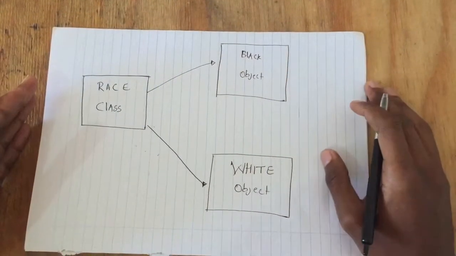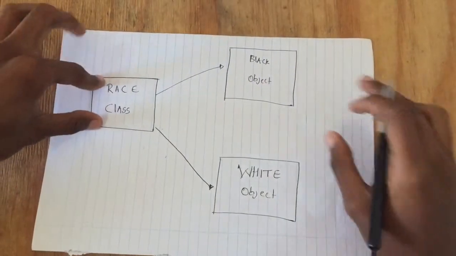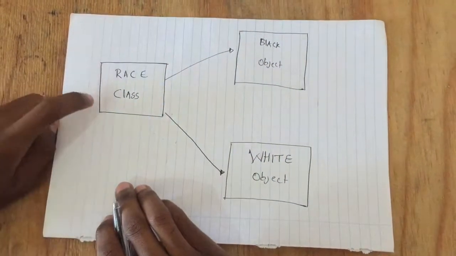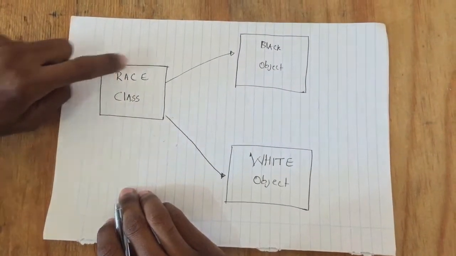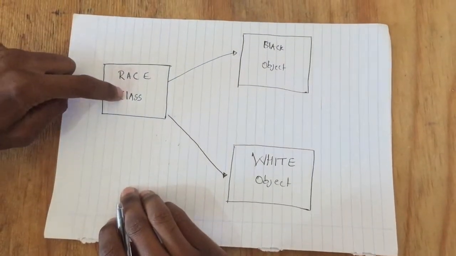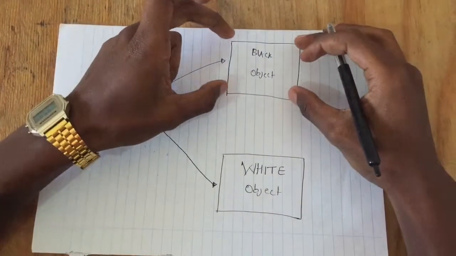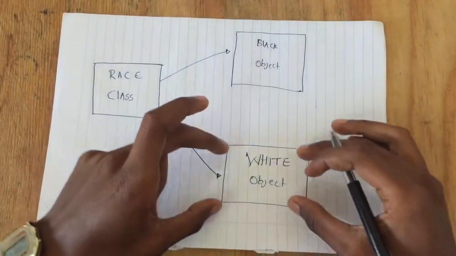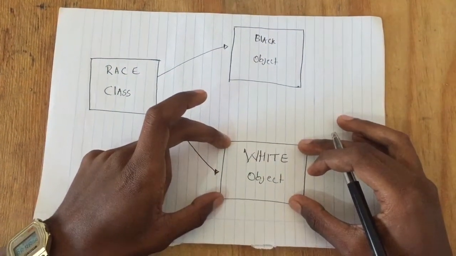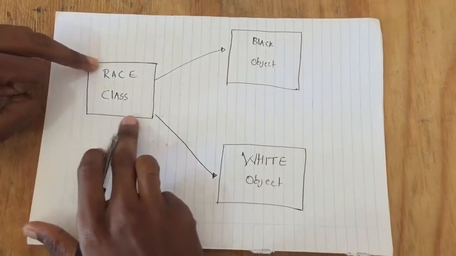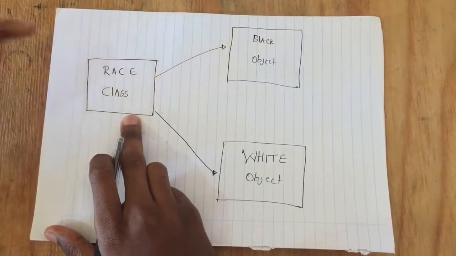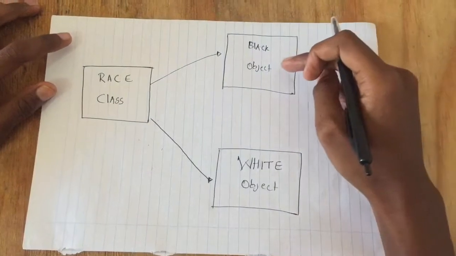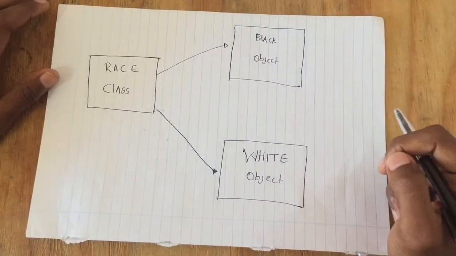So, this is our example. We have a class and we have objects. For instance, if we named our class Race, this will become our Race class. And then we named our objects Black and White. So this is going to be our Black object. This will be our White object. So our Race class describes the fields, properties, and methods that the particular type of object might have.